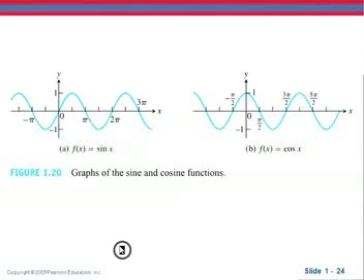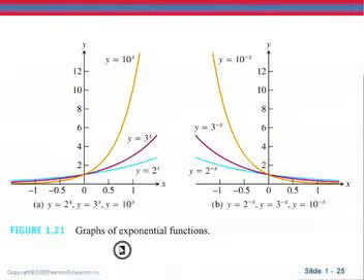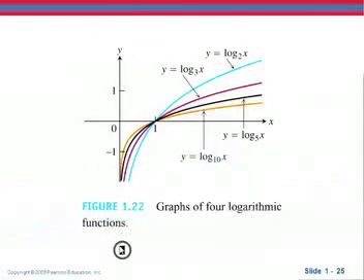Some other graphs you need to remind yourself of are the graphs of f of x equals sine x and f of x equals cosine x. We'll be seeing those this semester. We'll also deal with some exponential functions. Remember, with exponential functions, our base is a constant and our variable is an exponent. The graph to the left shows y equals 2 to the x, y equals 3 to the x, and y equals 10 to the x. The graph on the right shows y equals 2 to the negative x, y equals 3 to the negative x, and y equals 10 to the negative x.